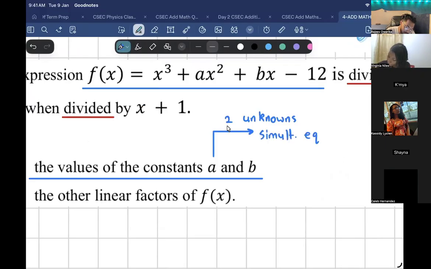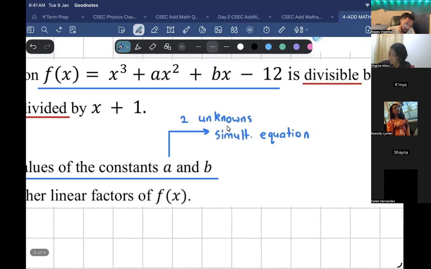And to solve a simultaneous equation with two unknowns, you need how many equations? Two. Generally speaking, if you have n unknowns, you need n equations. If you had 5 unknowns, you need 5 equations. If you have 2 unknowns, you need 2 equations.